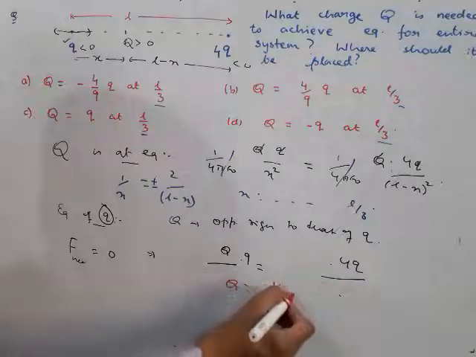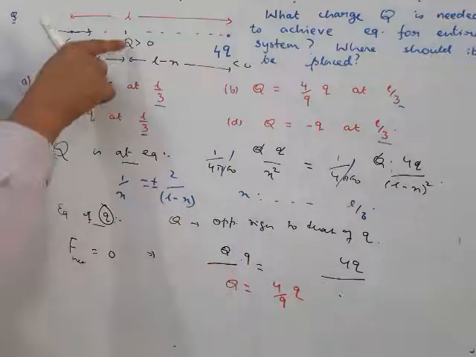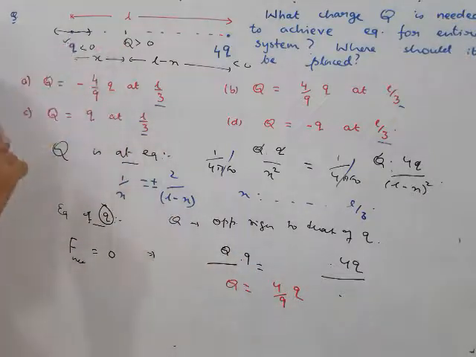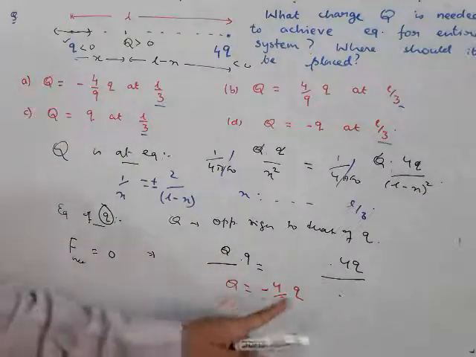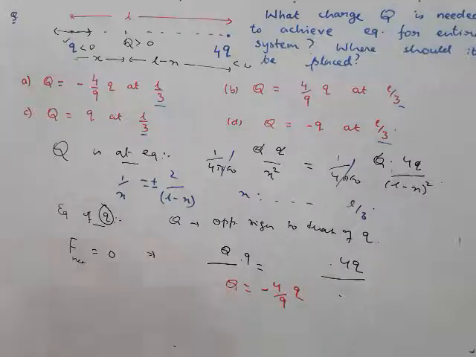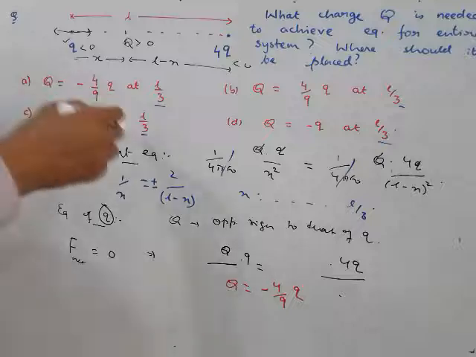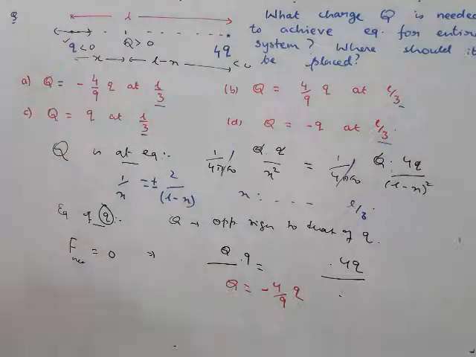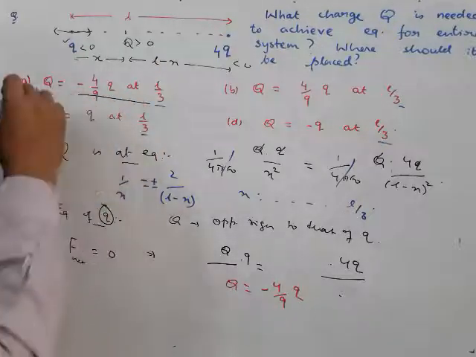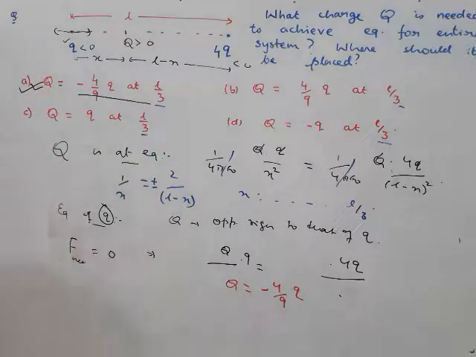4 upon 9 times q, and I have discussed q must have sign opposite to small q. So I must put here negative sign. If q is positive, this will be negative. If q is negative, this has to be positive. Now you can see which option is the correct option. So L by 3 is in all the options, q is minus 4 by 9. So this option is the correct option for this particular question.